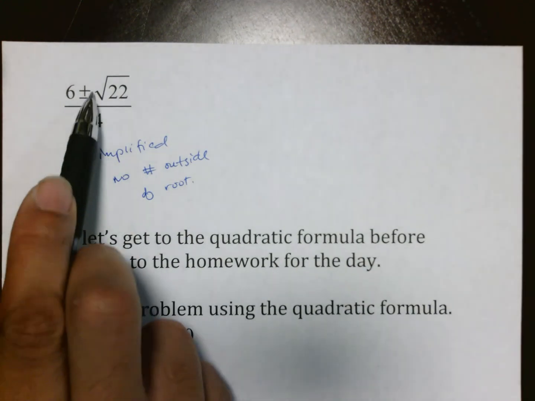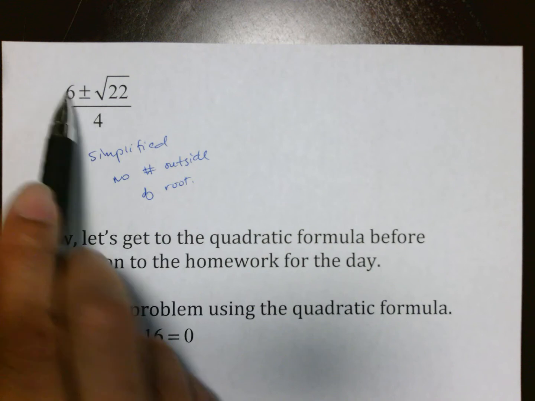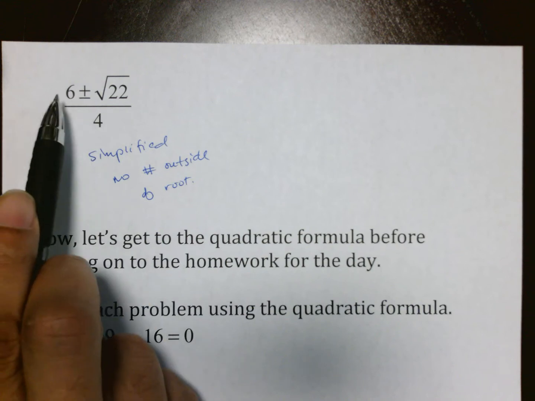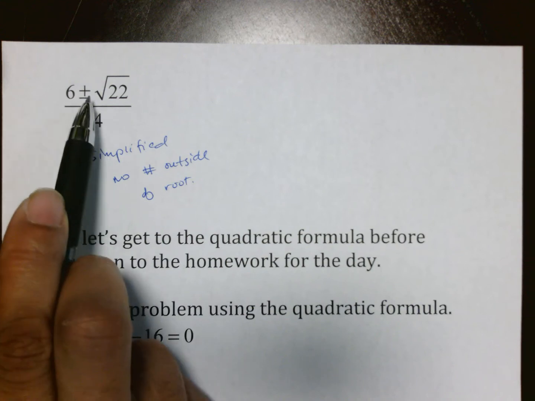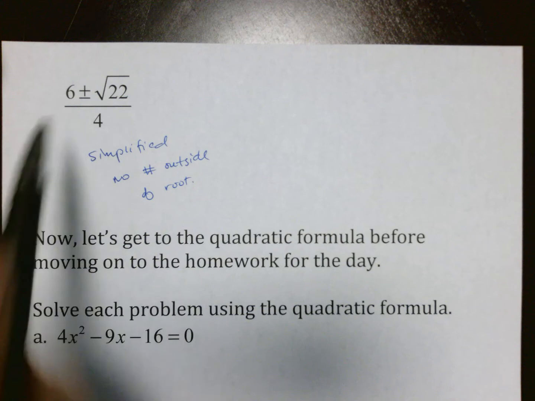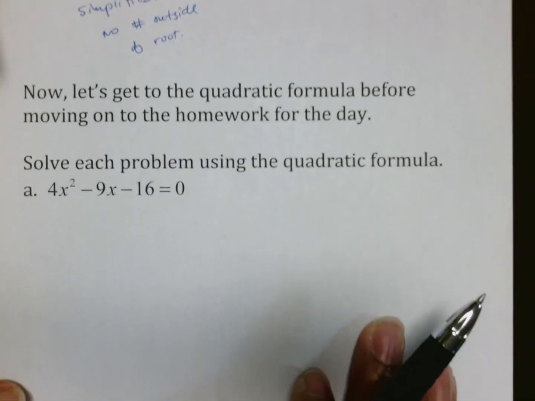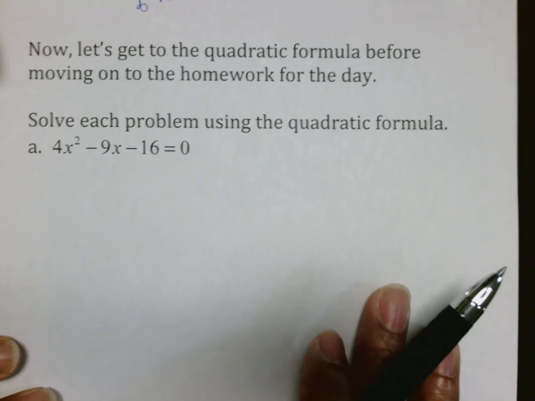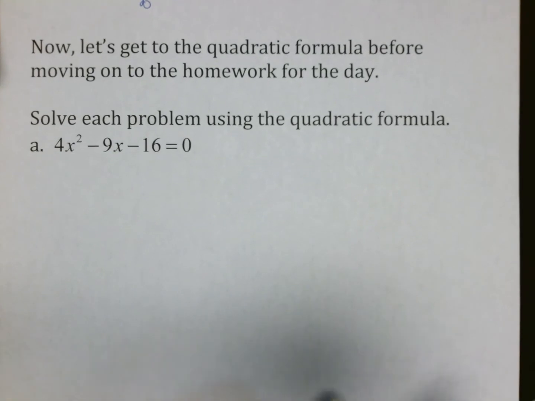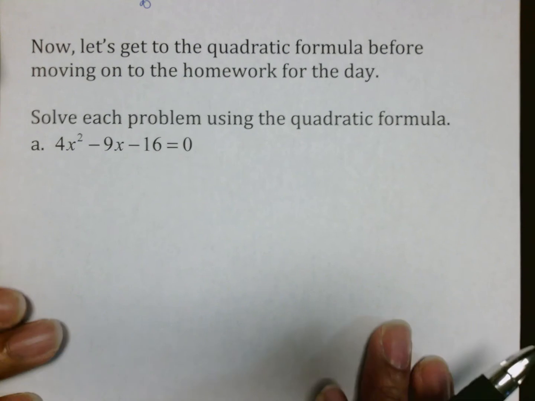And so what we would need is a number here that could actually go, and so you would have to leave this alone. You cannot reduce the 6 and the 4 because you need a third number to reduce all 3 of them with. So again, please don't disregard that third number if something like that happens, because otherwise it's going to cost you points and frustration, all kinds of stuff. So let's get to the quadratic formula before moving on to the homework for the day.